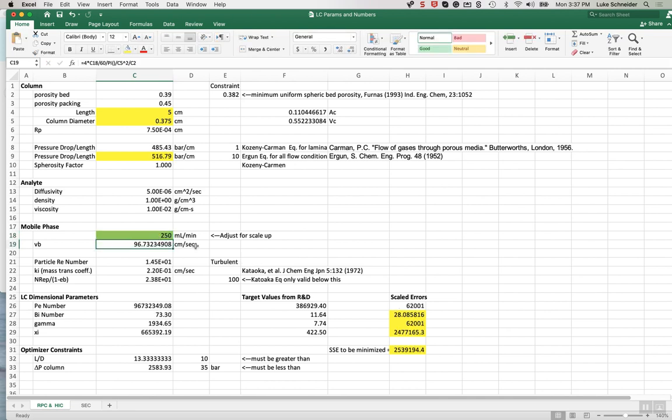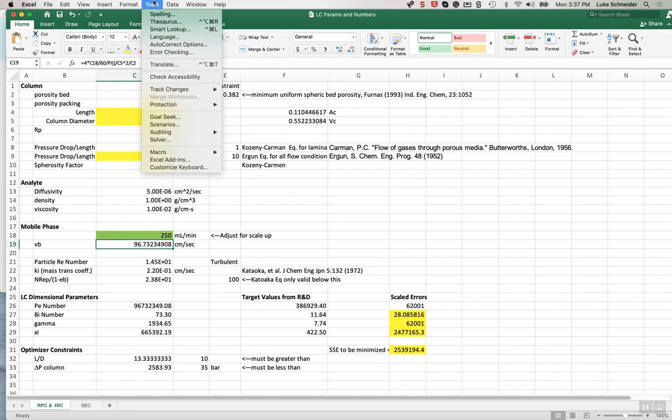So I want to go from 1 mL a minute to 250 mL a minute. Now I can't really get there because my pressure drop would be way too big. My L over D is fine, because I can't do that through this analytical column. But I can set up an optimization.